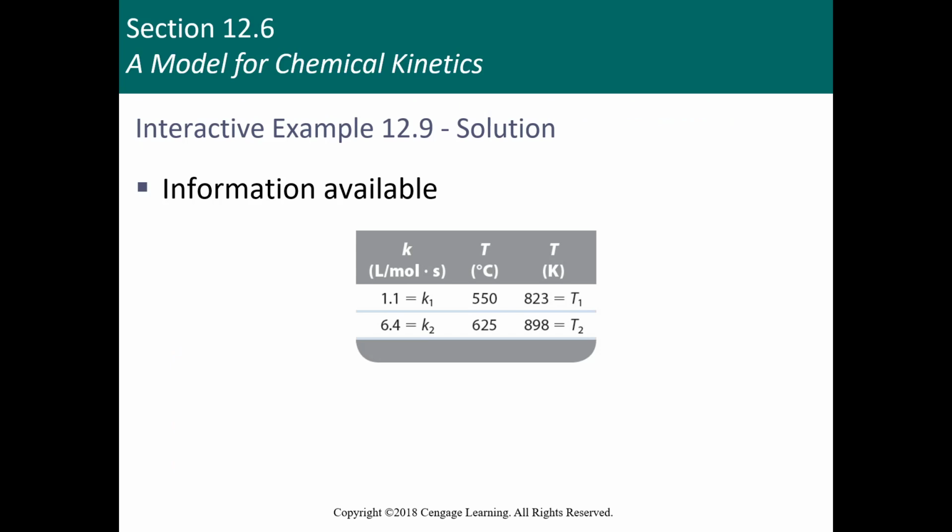So again, this is a tabulated form of this. What we've done here is we've gone ahead and converted these to Kelvin since we're going to need them in Kelvin. So again, this is state 1 here. This is state 2.